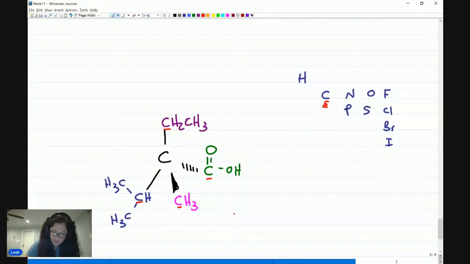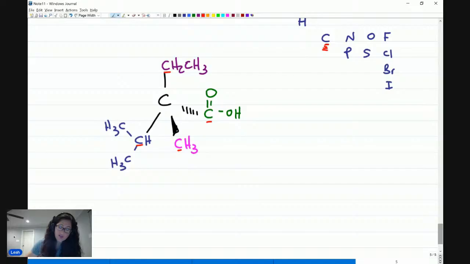So we have, well, a lot of things to rank, and they're all carbon. So how do we rank something if the atoms are all the same? This is where we do a next step. So if the atom you're looking at is the same, and that's the atom directly connected to the chiral center, what you're going to do is rank the next atom, but you're only ever going to that one next atom.